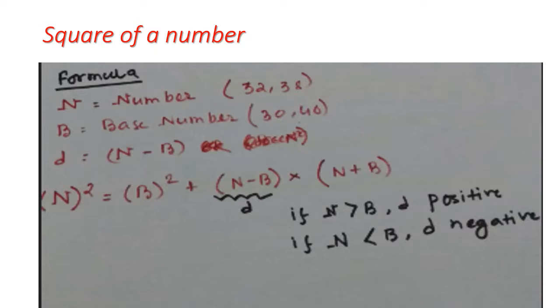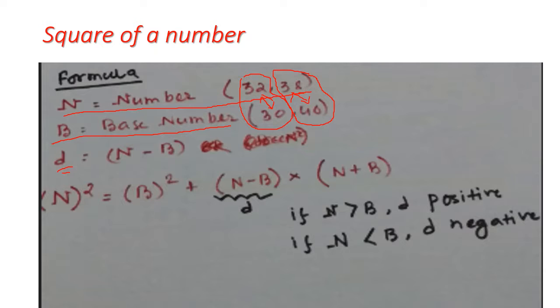Now the formula. N is the number for whom we need to find out the square. B is the base number, that is the nearest number having unit digit 0. For 32 it is 30, for 38 it is 40. D is the difference between the number and the base number, that is for this example 32 minus 30, that is 2. For this example 38 minus 40, that is minus 2.